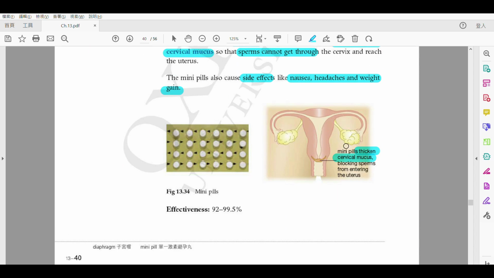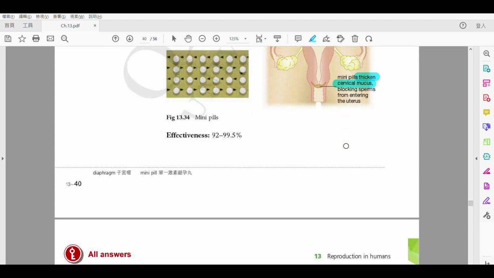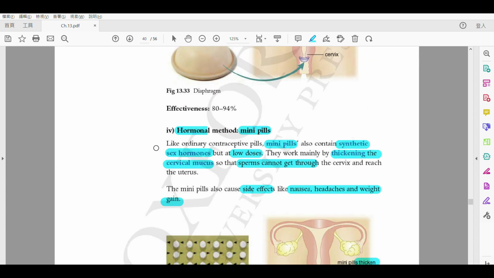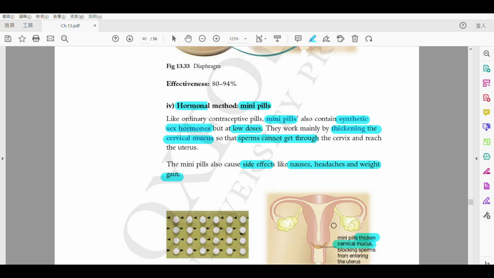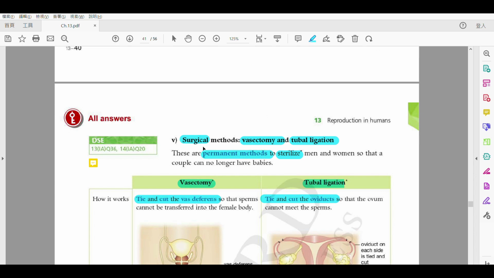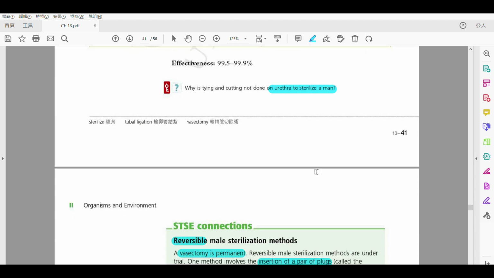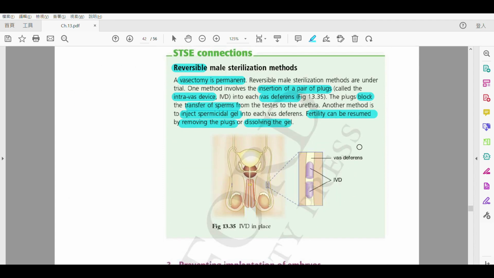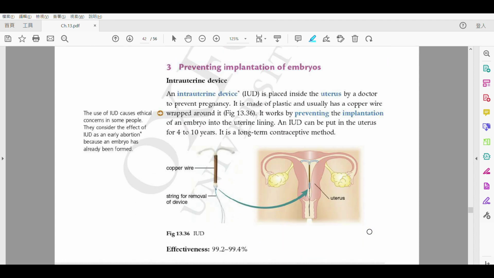OK, so you can see the later ones are relatively more reliable, starting from a condom. Okay, so 2 condoms, one similar is the diaphragm, and then one is the morning-after pill. So similar to contraceptive pills, but we call them mini pills. And then the last one, permanent, is the surgical methods, including vasectomy and tubal ligation. Okay, then this is just to tell you that there is a reversible alternative to your vasectomy.